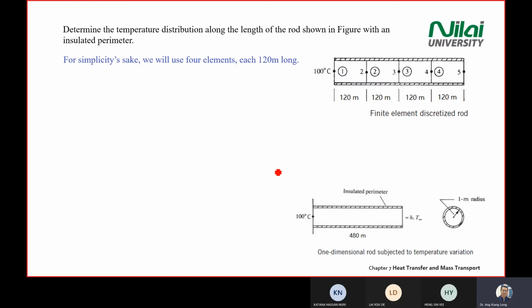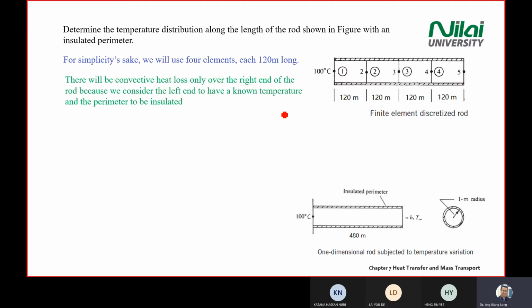So the first step is we break the whole object into individual pieces, like what we did in the ANSYS program, we do meshing. So the first step we break into 4. Later you will see why we're doing this. The only thing we need to take note of is that there is a convection happening at the end here. There's a convection process, a heat transfer at this end. So we need to take note of this section when we calculate later on.